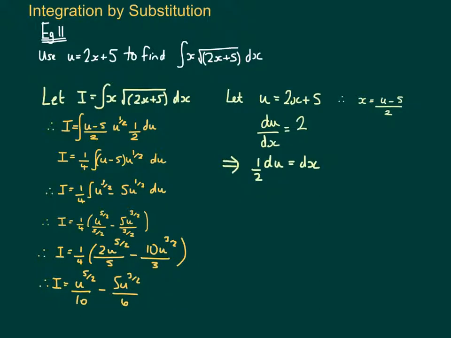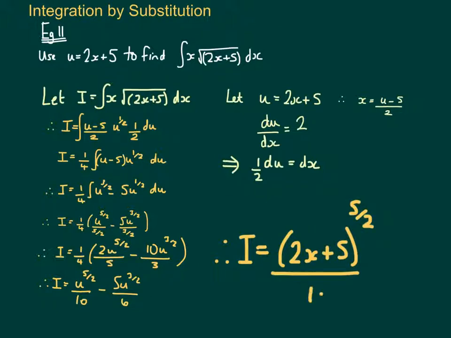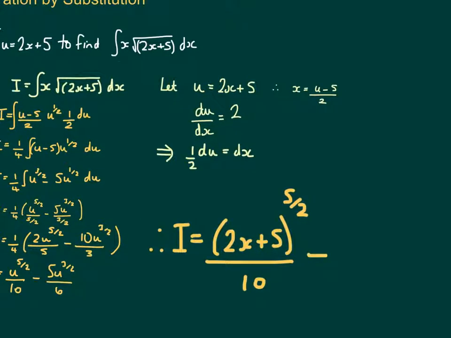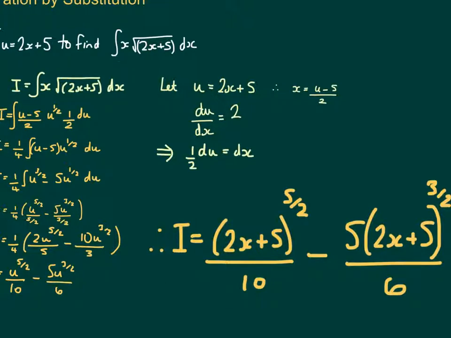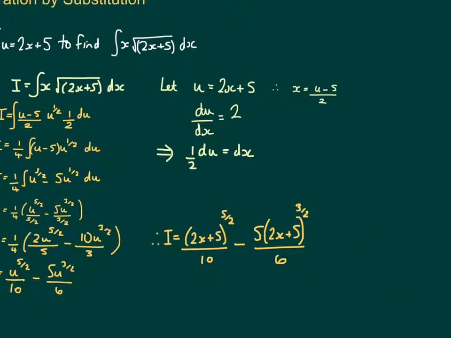And now, what I do is I replace the u's with my original substitution. Then it looks like I've integrated x times the square root of 2x plus 5 with respect to x. So therefore, I is going to be 5 over 2 divided by 10. Subtract, just run out of room, so just shift over for a second. 5 multiplied by 2x plus 5 to the power 3 over 2. I squeeze it in. And divided by 6.